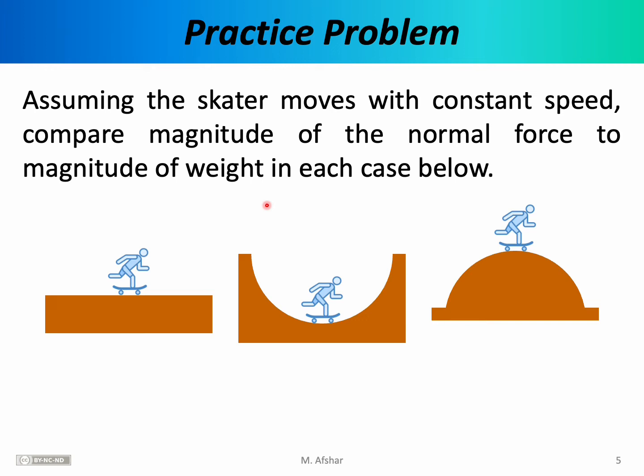Now, in previous examples, we've often seen that the normal force and weight are equal in magnitude. In this practice problem, we'll see that that's not always the case. There are situations where the normal force is bigger or less than weight. The situation on the left is the simplest one. The skateboarder is traveling along a perfectly straight path.